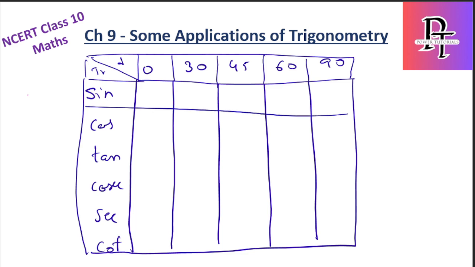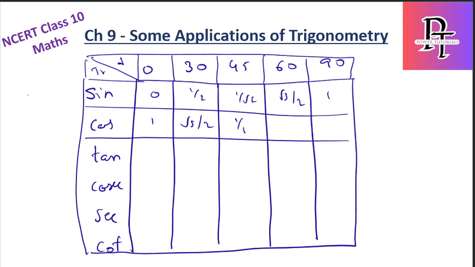So sine 0 is 0, sine 30 is 1 by 2, sine 45 is 1 by root 2, sine 60 is root 3 by 2, and sine 90 is 1. To remember cos, the only easy trick is just take the opposite of sine. So 1, root 3 by 2, 1 by root 2, 1 by 2 and 0.